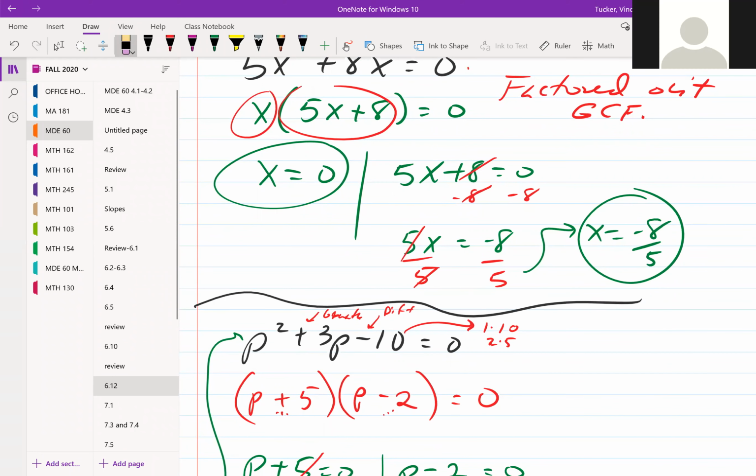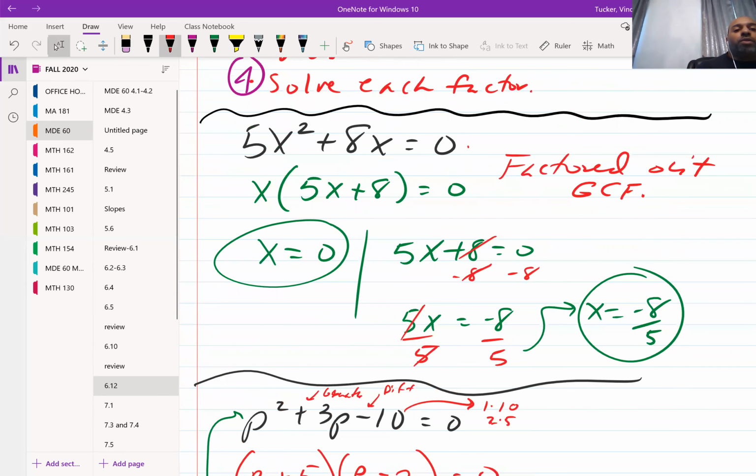That's the part that I don't understand. How does it equal zero? Because when you're solving an equation, you want to know, when is this true? When is 5x squared plus 8x equal to zero? One of the solutions is when x is equal to zero. The other is when x is equal to negative 8 over 5.